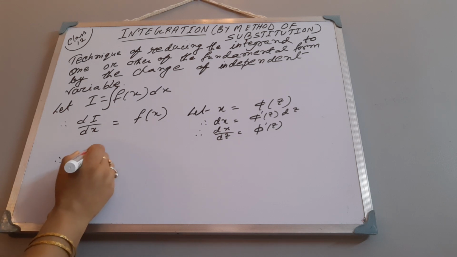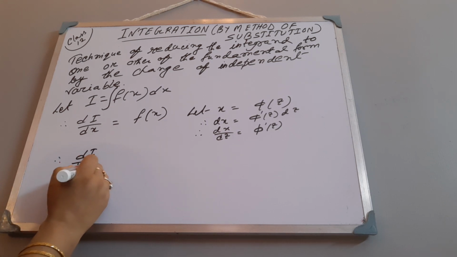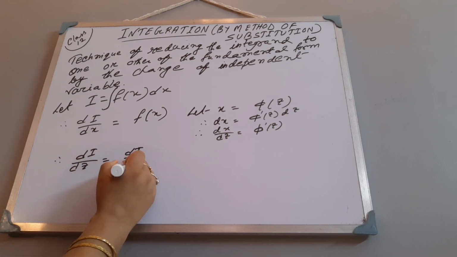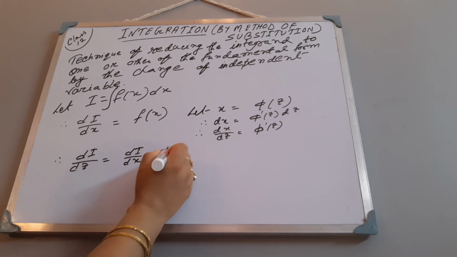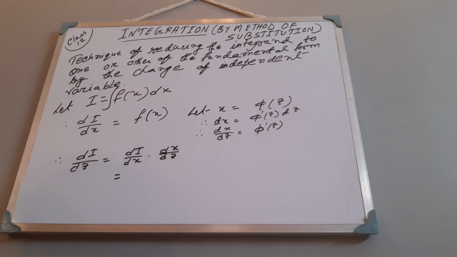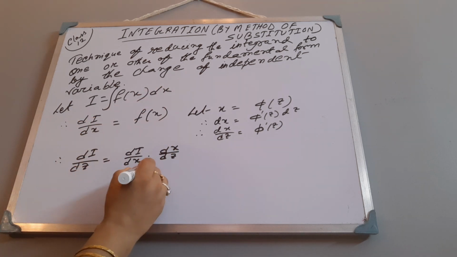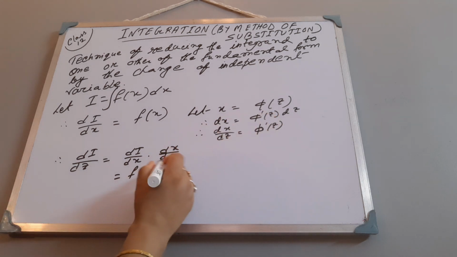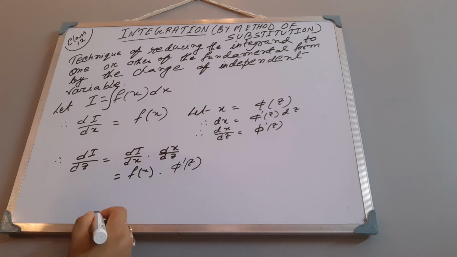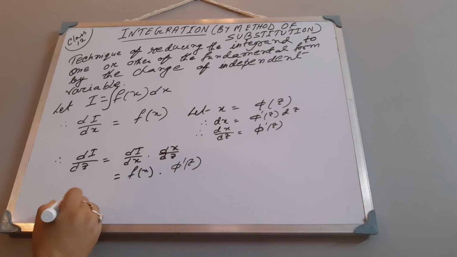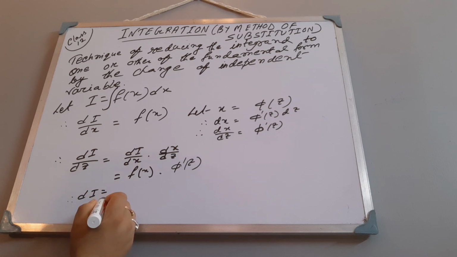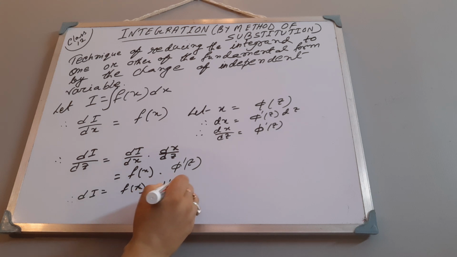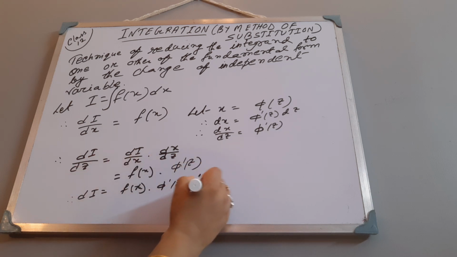Therefore dI/dz is equal to dI... we have to change the variable. Just see, dI/dx into dx/dz. dI/dx is equal to f(x), already we have got. So write here f(x), and dx/dz is equal to phi dashed (z). So write here phi dashed (z). Then what is dI? dI will be f(x) into phi dashed (z) and then dz.